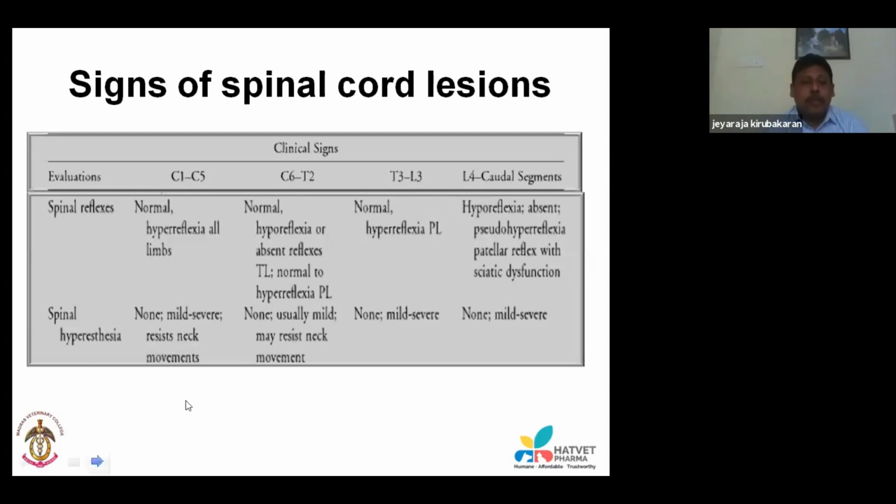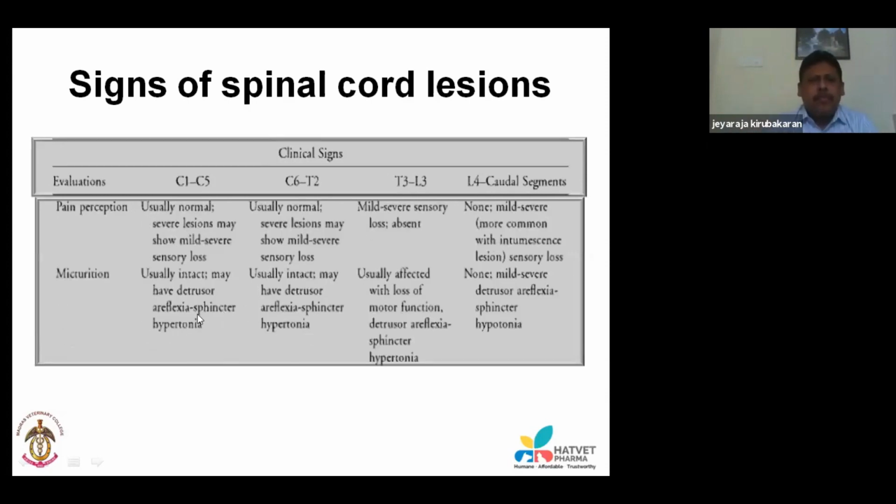Of course, spinal hyperesthesia, usually it won't be there, or if it is there, it will be very mild. Here it will be sometimes mild to severe. You will see spinal hyperesthesia, and here again it is mild to severe. Pain perception is usually normal. If there is a severe lesion, there may be a loss of sensory perception in both. And of course, this too can have mild to severe sensory loss or complete absence.